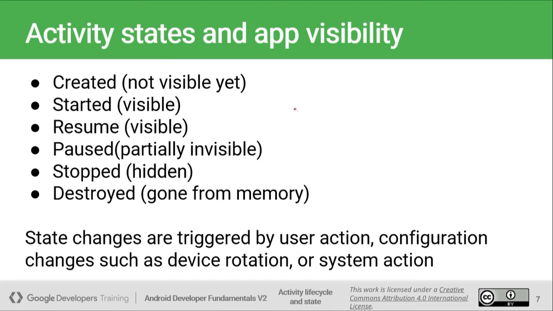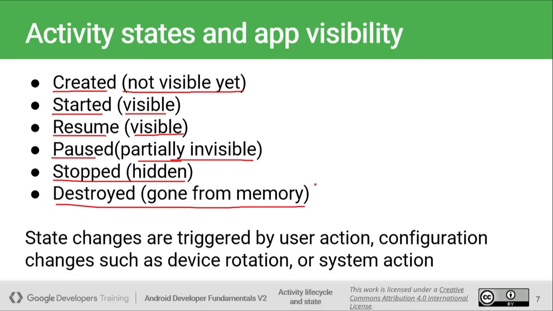So, activity states and app visibility. The first one is created. This means it is not visible yet. The second state is started. This means the activity is visible. The third state is resumed. It is still visible. Paused means that it is partially invisible, not fully visible. The fifth state is stopped. Stopped state is hidden, like created, not visible yet. And then destroyed, gone from memory. So these are different states, and these different states are called the life cycle of an activity.